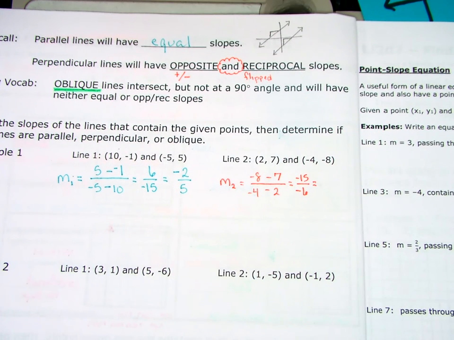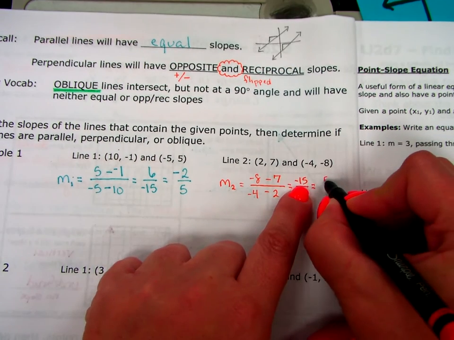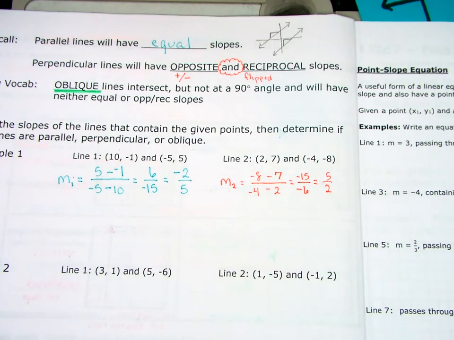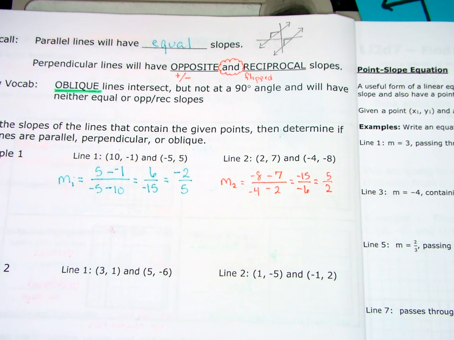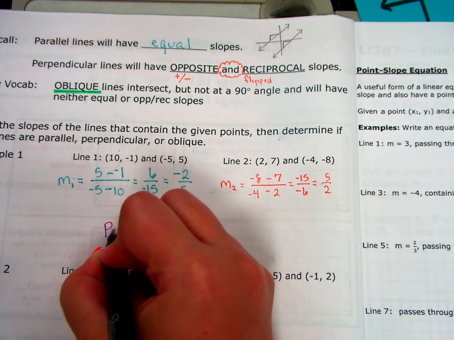Negative over negative is positive. 15 over 6 reduces to 5 over 2, because 3 goes into 15 5 times, and 3 goes into 6 2 times. Are my two slopes the same? No, so we're not parallel. Are my two slopes opposites? Yes, one's negative, one's positive. Are they also reciprocals? Yes, so they're opposites and they're reciprocals, which means these are perpendicular.